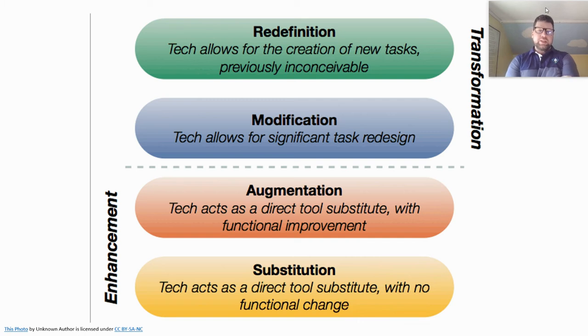So you have substitution and augmentation in the enhancement category, and then transformation, the modification and redefinition area. Substitution, again, is a simple exchange of a tool. You're doing something digitally that probably could be done by hand, a math worksheet done digitally, a PDF or something, or typing on a Google Doc instead of writing by hand. That's that piece of it.